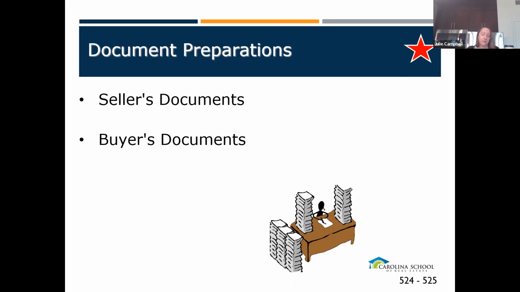Again, this list isn't inclusive. Whatever we need to get it to close, this just kind of gives us an idea. There's a lot of paperwork involved in closing, especially now.